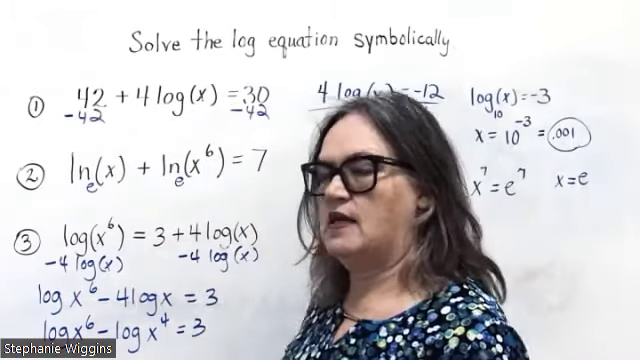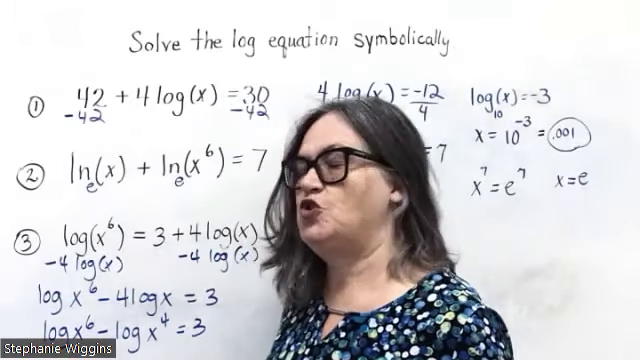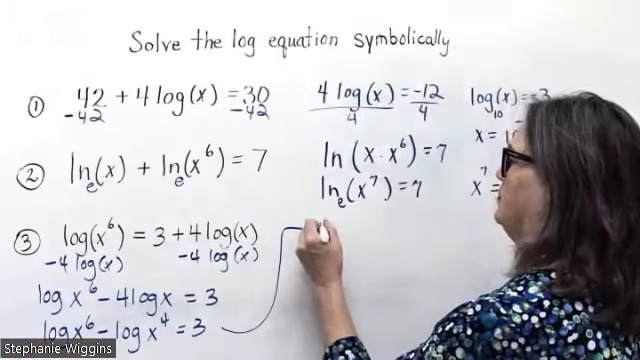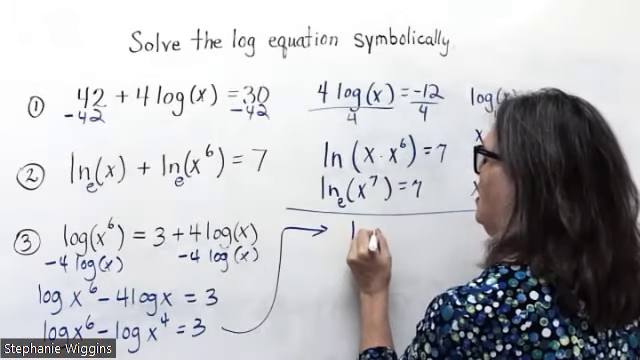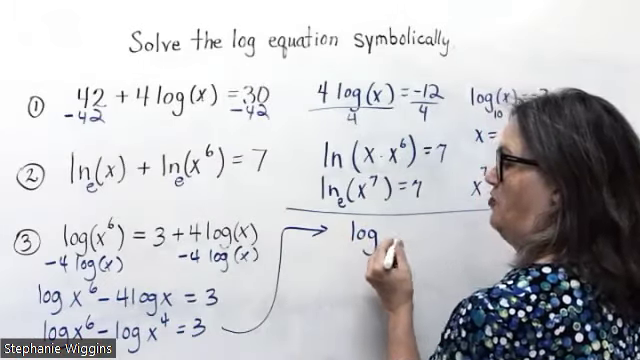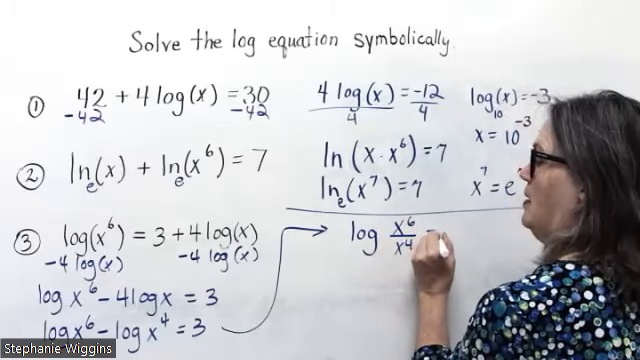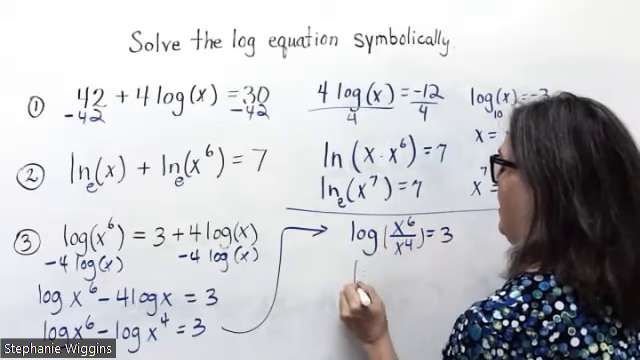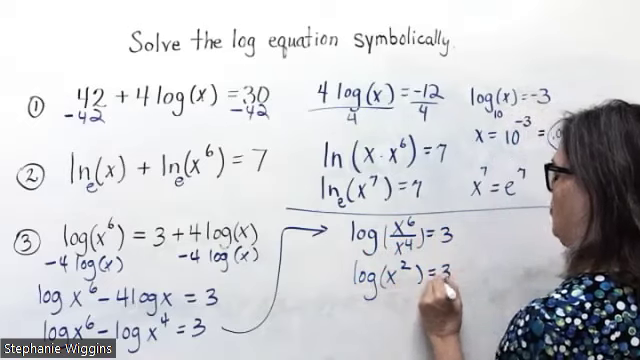Now I can go ahead and combine these. This is the difference of logs, so that's the log of the quotient. So we get log of x to the 6th divided by x to the 4th equals 3. And that's log of x squared is equal to 3.